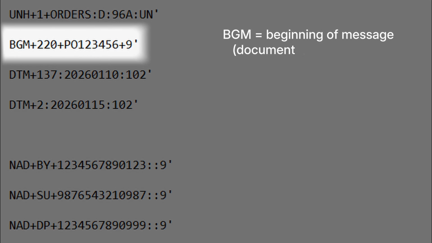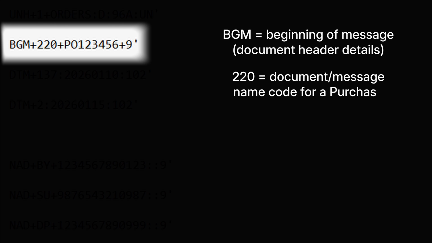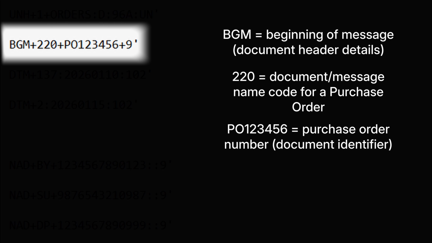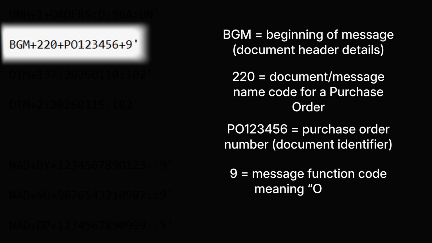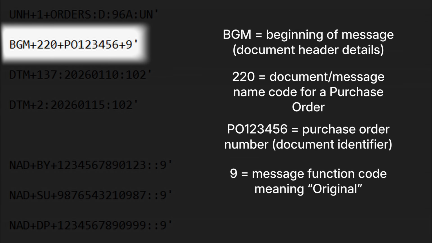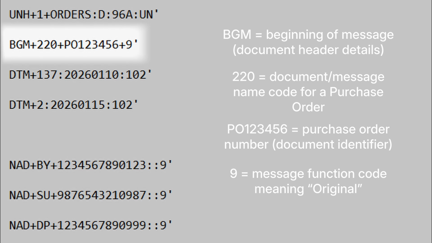Next is the BGM segment, beginning of the message. This segment defines the business document. The code 220 means purchase order. PO123456 is the business document, or the purchase order, or the PO. The code 9 means this is an original message, therefore this is not changed or cancelled. In short, BGM tells us what the document is and how the business identifies it.